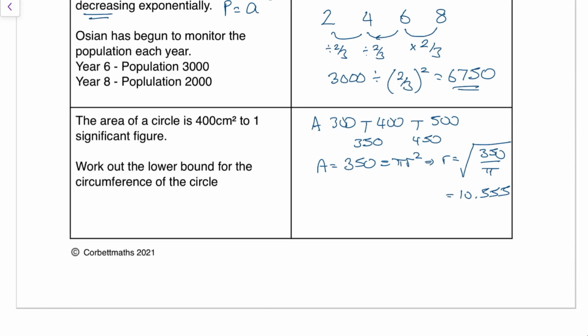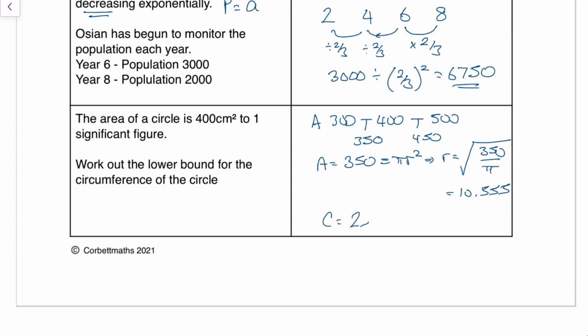Then I need the lower bound for the circumference, so that's going to be 2 times pi times r, which is the r I've just worked out. So it's already on my calculator screen, so I'm going to multiply that by 2, multiply that by pi, and I get 66.319150044, which I'm going to round to 66.3. Does it give me a unit? Yes, it does. Centimeters. And it's a length, so it's centimeters.